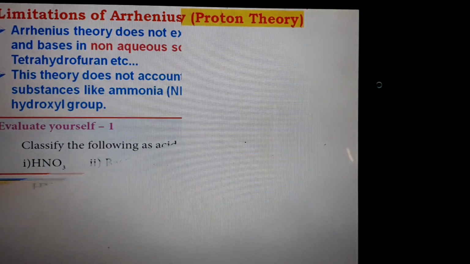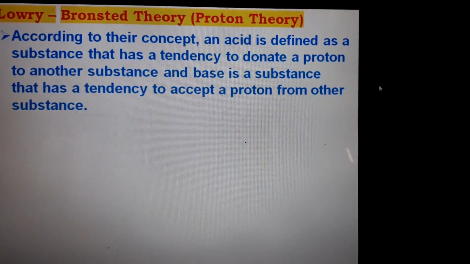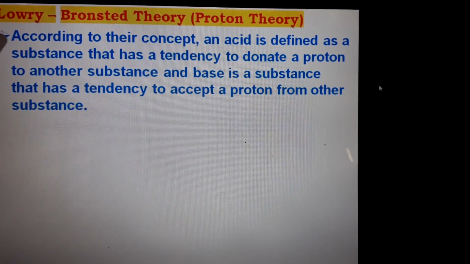Next, Lowry-Bronsted theory. This is the most important 5-mark question in this chapter. According to their concept, an acid is defined as the substance that has a tendency to donate proton to another substance, and base is the substance that has tendency to accept the proton from other substances. What are they? Acid gives H plus ion.